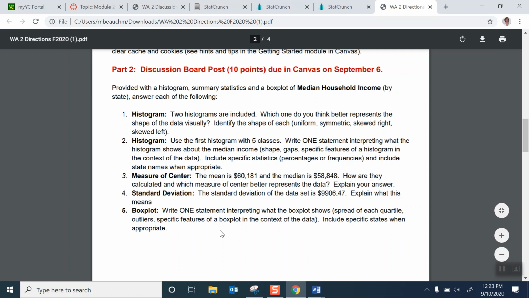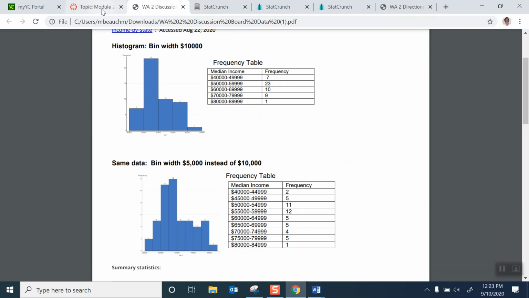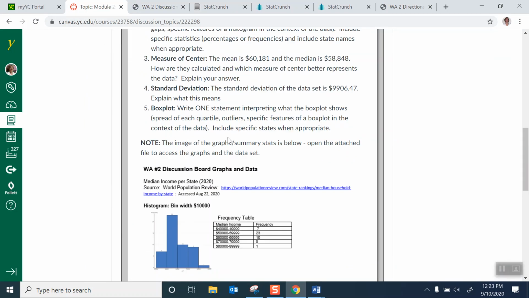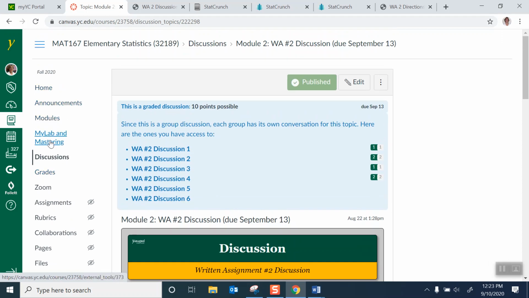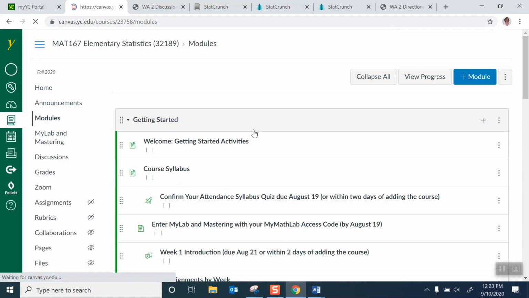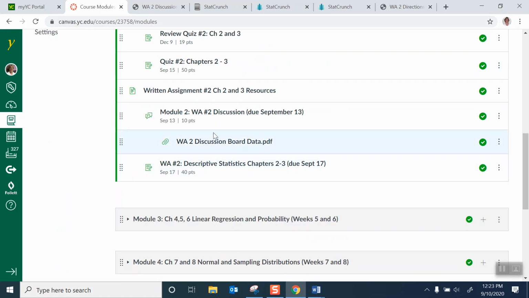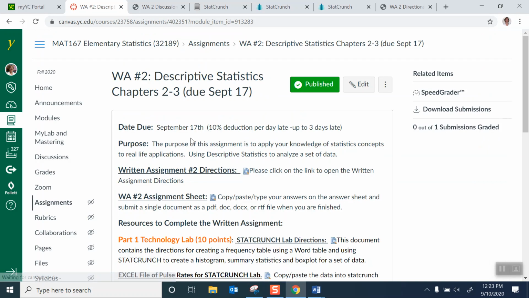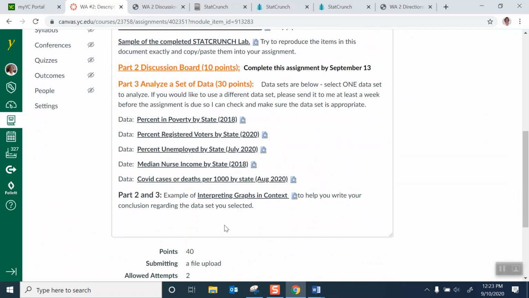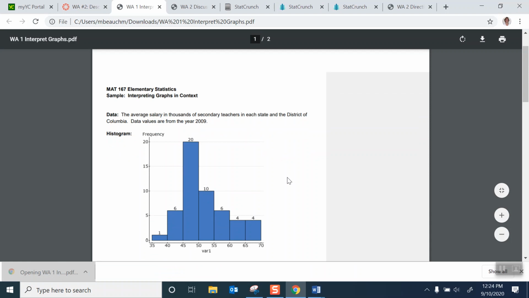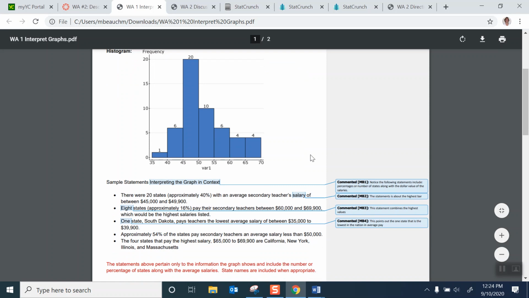So for the statements on the histogram and the box plot, for 2 and 5, if you look in our course, I've got some examples listed in the assignment. And it's also in the resources. But at the very bottom, there's an example of interpreting graphs in context to help you write sentences. So this data was average salary for secondary teachers. So here are some statements about this set of data.